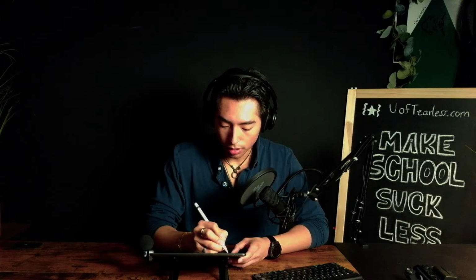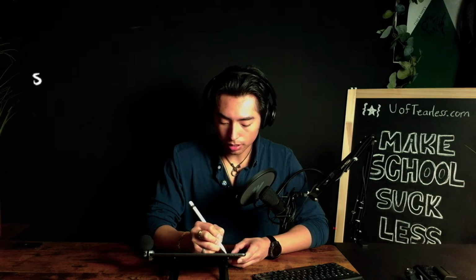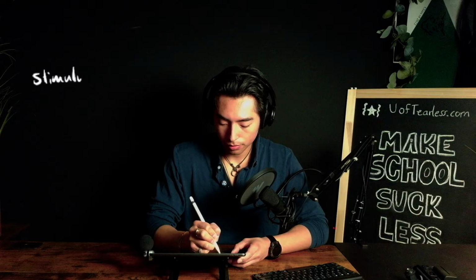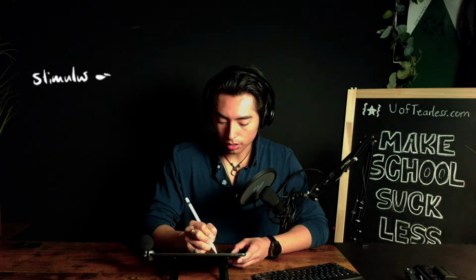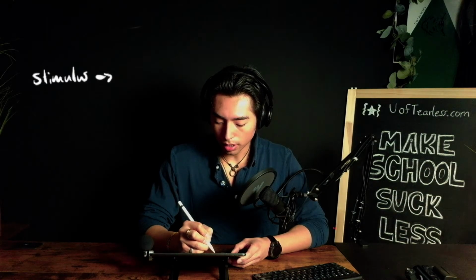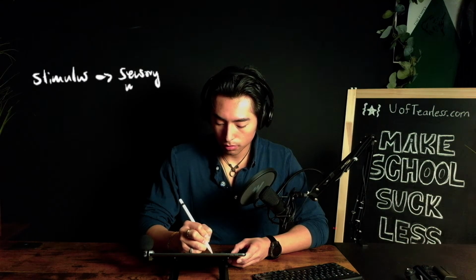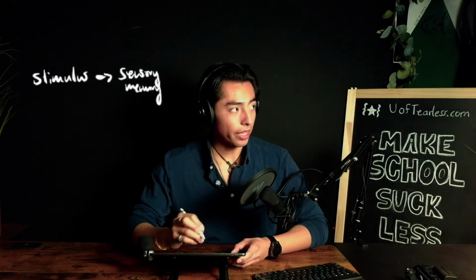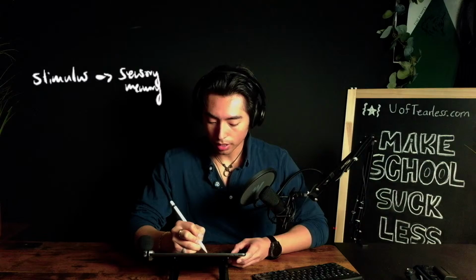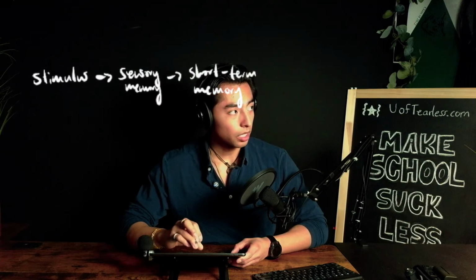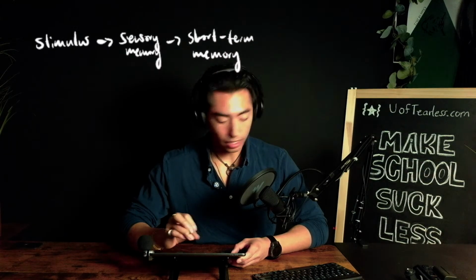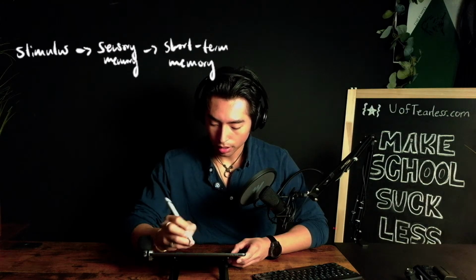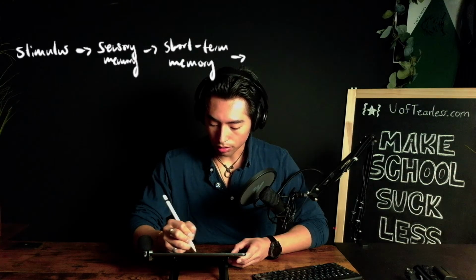So the brain works somewhat like this. You have a stimulus, and that leads to short-term memory or sensory memory. And then after sensory memory, it goes into short-term memory. And then I'll move this up a little bit. Okay, after short-term memory, you go into long-term memory.